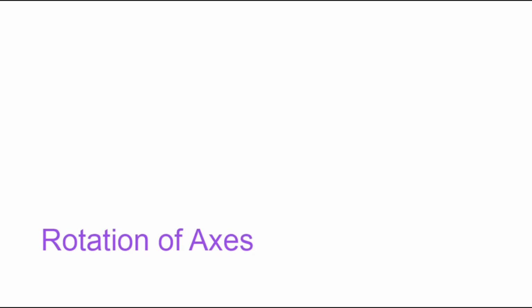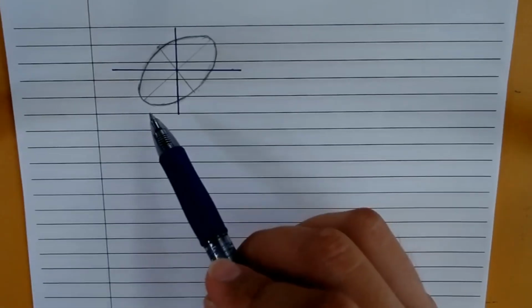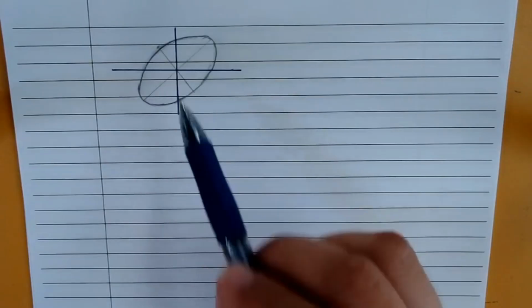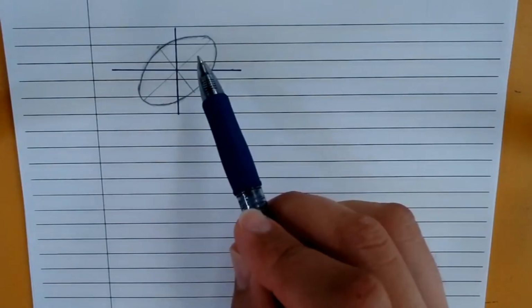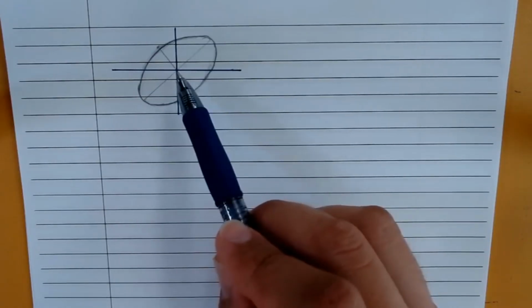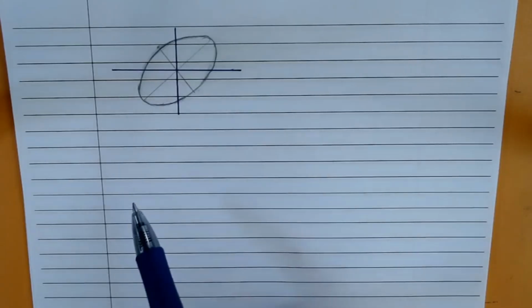In this section, we'll take a look at rotation of axes, in particular how they pertain to conics. Consider the following ellipse. Notice that it does look like a typical ellipse. It has a major axis, it has a minor axis, and it would have a couple of foci along the major axis, and it would have a center right there at the origin.